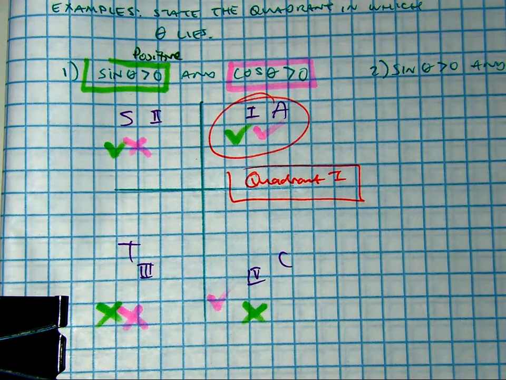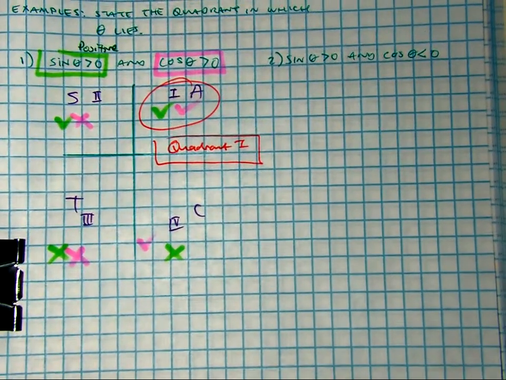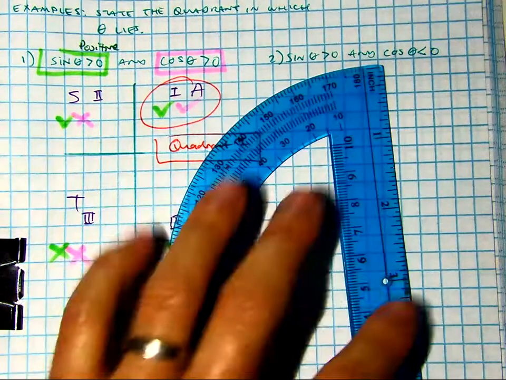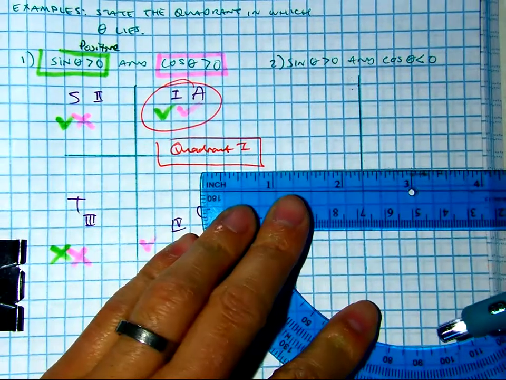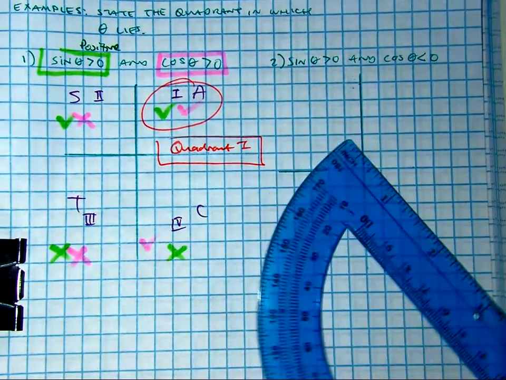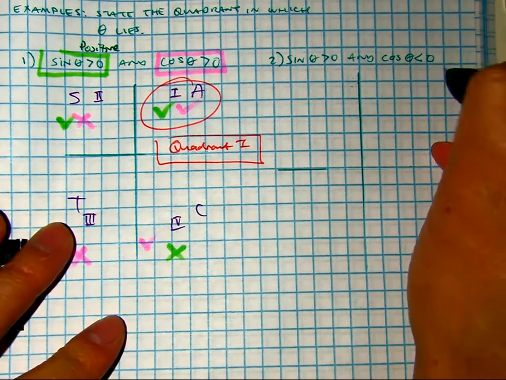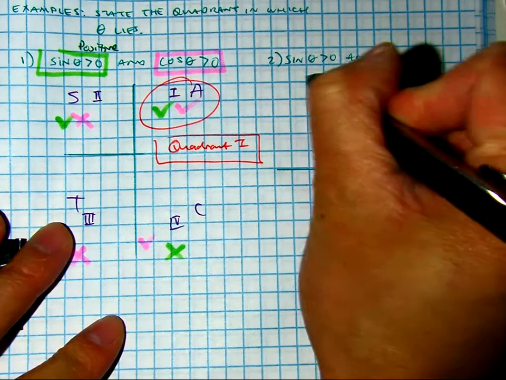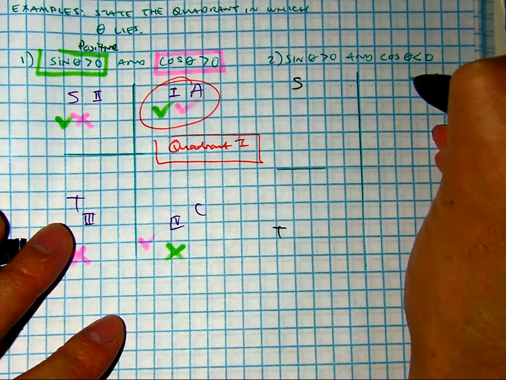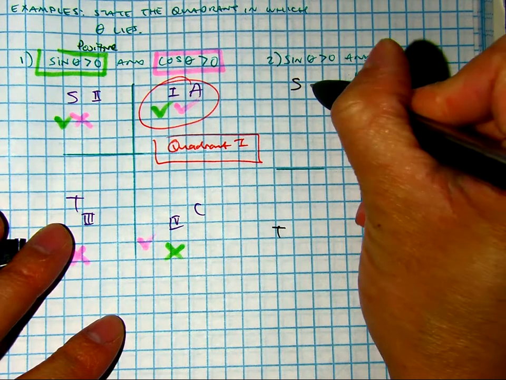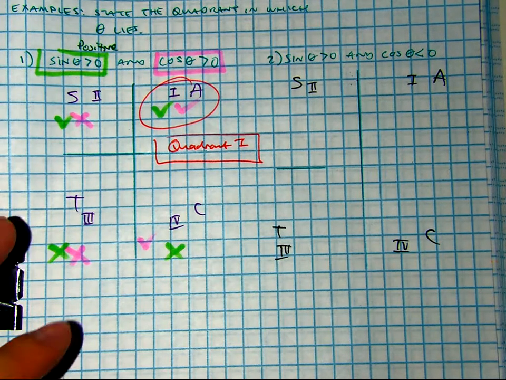Okay? Let's try the second example. Draw a coordinate plane. My pen doesn't work. Class, tell me the acronym. Ready, set, go. What quadrants? See if I can pick some different colors.